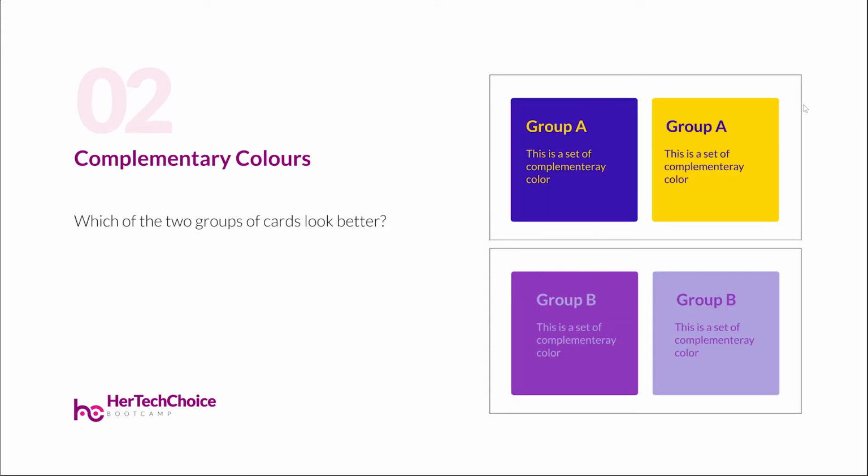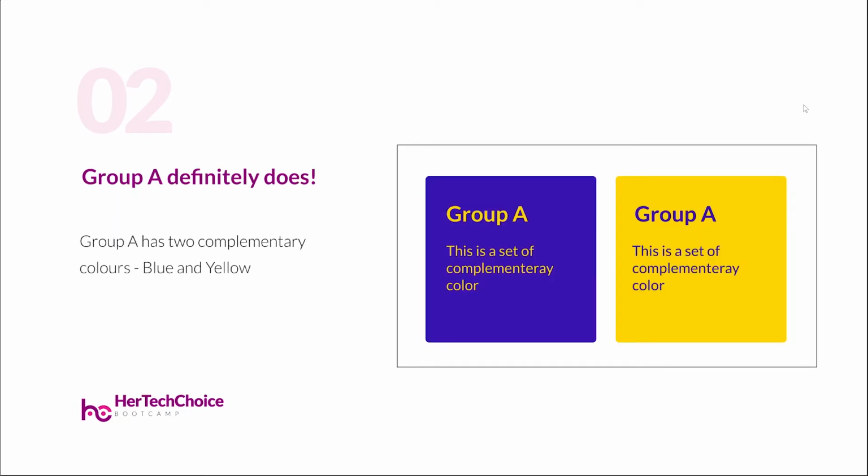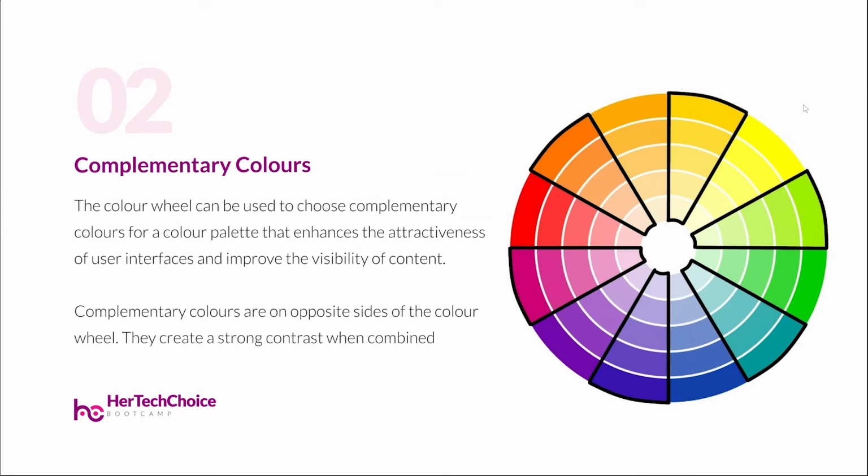Firstly, we'll be talking about complementary colors. Which of the two groups of cards looks better? Is it group A or group B? It's obviously group A, because group A has two complementary colors, which are blue and yellow. The color wheel can be used to choose complementary colors for a color palette that enhances the attractiveness of your user interface and improves the visibility of your content.